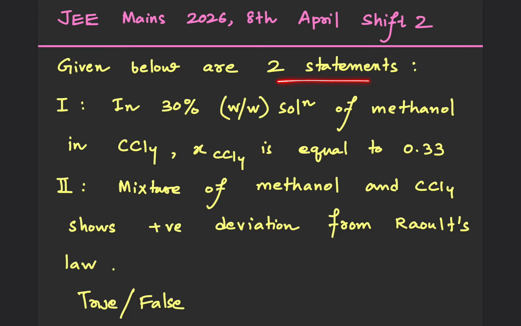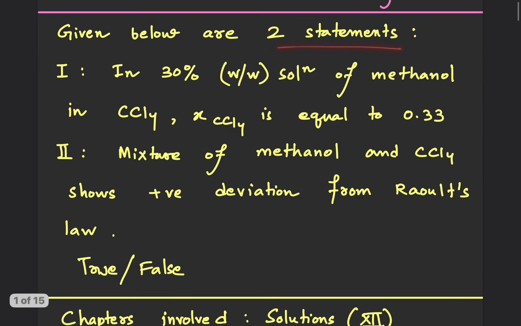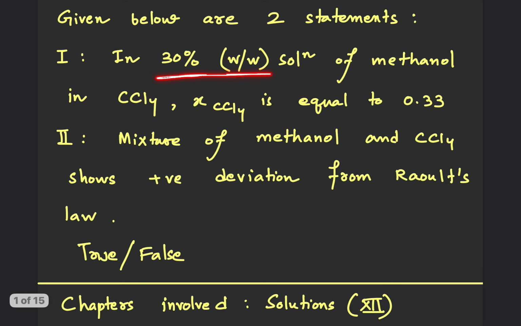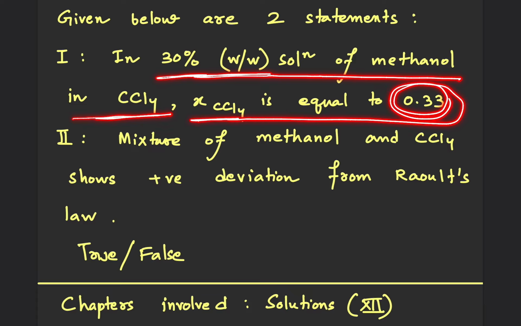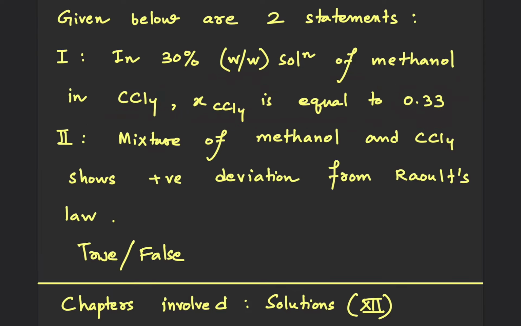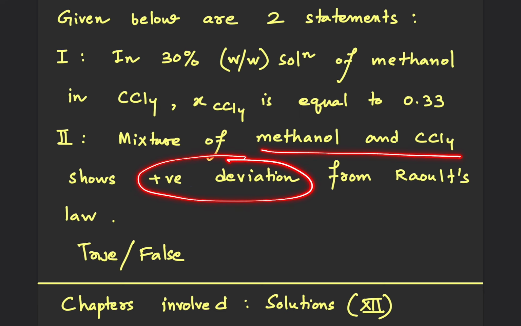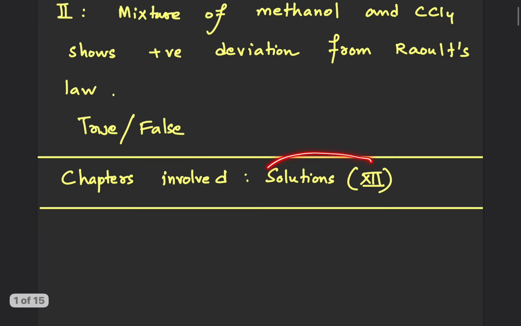Given below are two statements. So they have given us two statements. The first one is: in a 30% weight by weight solution of methanol in carbon tetrachloride, the mole fraction of carbon tetrachloride is equal to 0.33. And the second statement is: a mixture of methanol and carbon tetrachloride shows positive deviation from Raoult's law. So we have to choose which one is true, which one is false, and the chapter involved is Solutions.